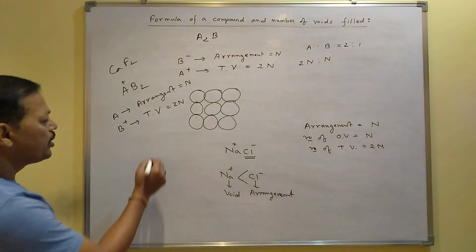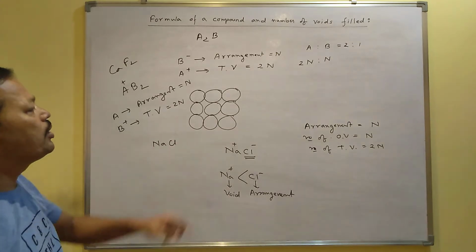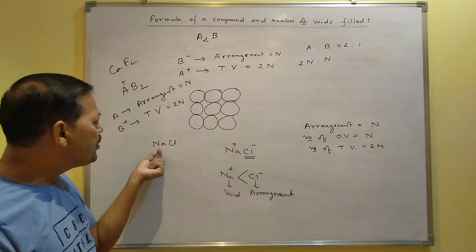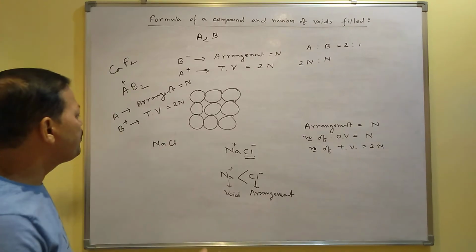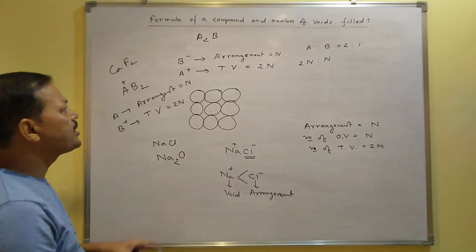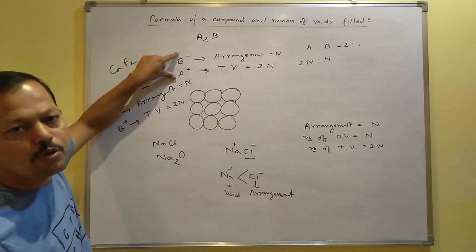So for example, if you consider sodium chloride, here the ratio is 1:1, so it will adopt the structure like AB. I mean the formula is like AB. If the formula is like Na2O, its formula is like A2B. So it will adopt this type of arrangement.